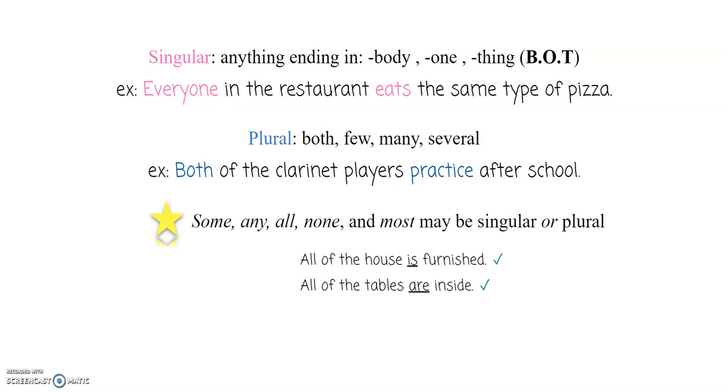We're also going to see some words like some, any, all, none, and most, which can be singular or plural. This depends on the context of the sentence. For example, all of the house is furnished versus all of the tables are furnished. We're going to be looking usually at our prepositional phrases that follow any of the words that we just listed. So all of the house is furnished, because house is singular, we're going to have a singular verb. Versus all of the tables are inside, tables is plural. If we're talking about all of the tables, there's a bunch of tables, plural verb.